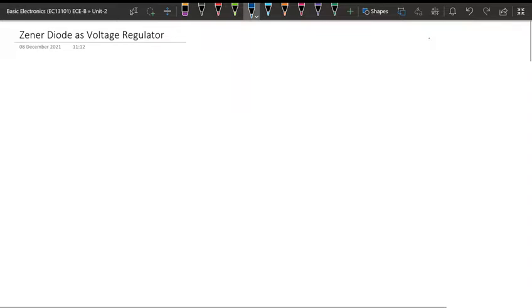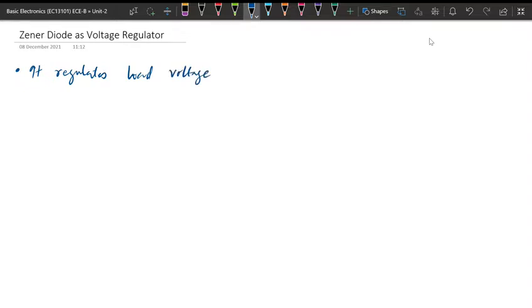Basically here this Zener diode is used to regulate the load voltage, we can call it. So it regulates the load voltage. Whatever load resistance we have applied, the voltage across this load will be regulated by this Zener diode. So this regulation will appear across the Zener diode.